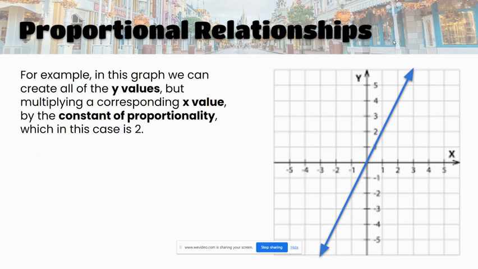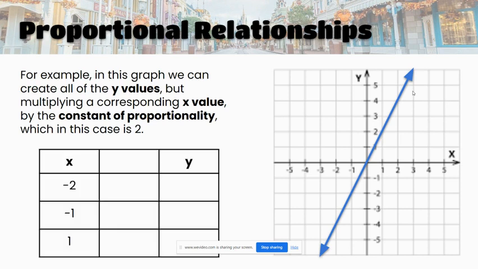So for example, in this graph, we can create all of the y values by multiplying the corresponding x value by the constant of proportionality, which in this case is 2, or it's the slope. So slope, we just talked about rise over run, so go up 2 over 1, that's 2 over 1. But if I look at this, when the x value is 1, if I multiply it by 2, I get the y value. When the x value is 2, 2 times 2 is 4, well, that's the y value. When the x value is 3, 3 times 2 is 6, y value. You're always multiplying by this constant of proportionality.